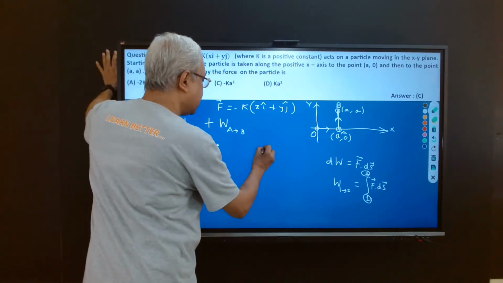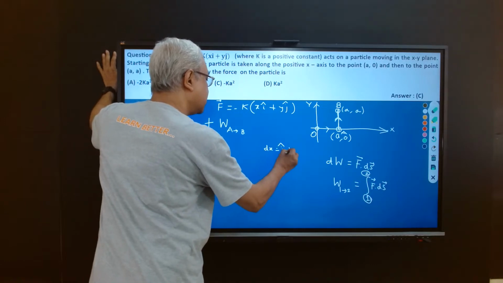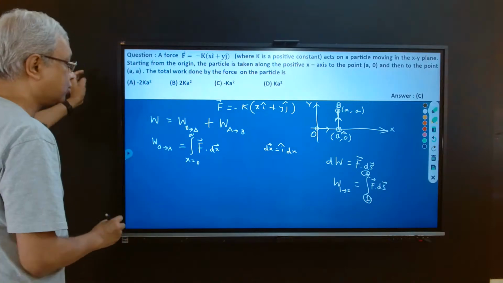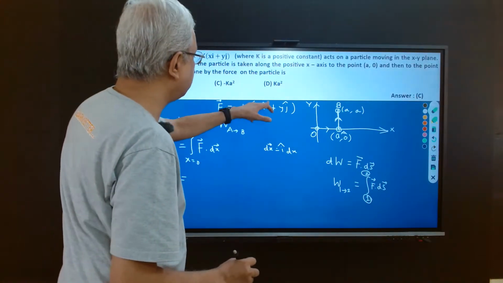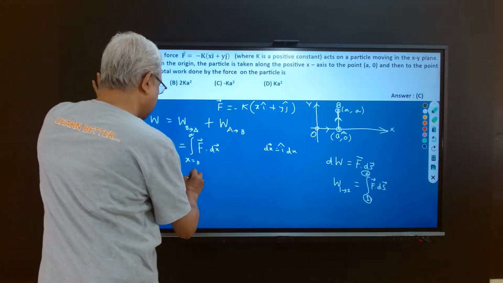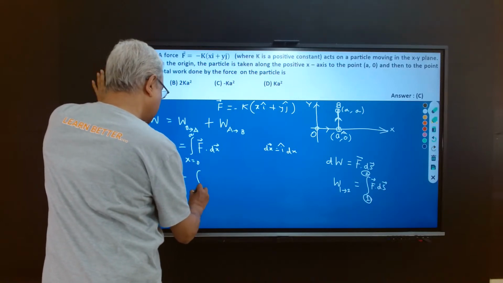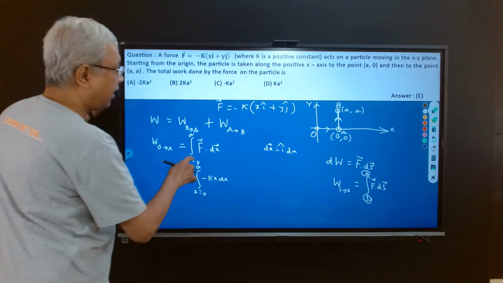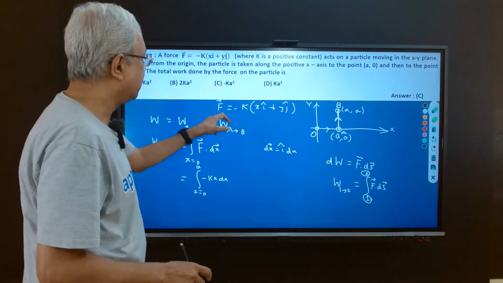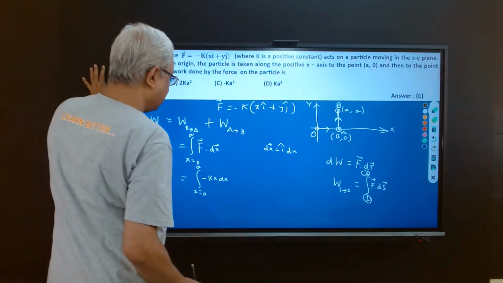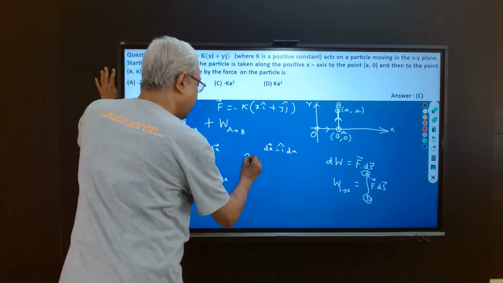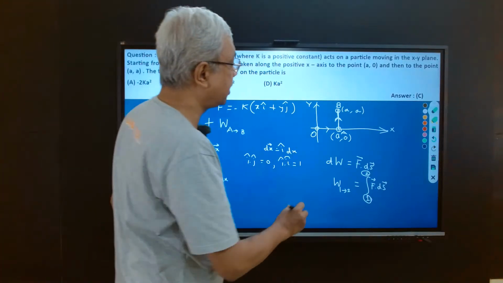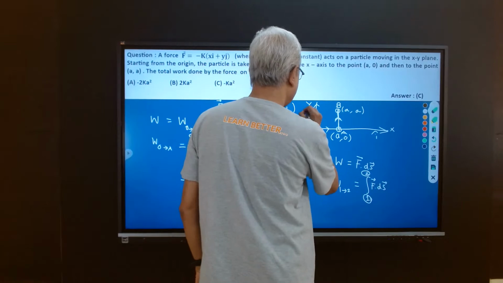The dx vector I can write as i cap dx, directed along the x direction. So F dot dx is only minus kx dx. The integral is from x equal to 0 to a of minus kx dx. This is simple. F dot dx is minus kx dx because i dot j is 0 and i dot i is 1. i and j are the unit vectors along the x-axis and y-axis respectively.